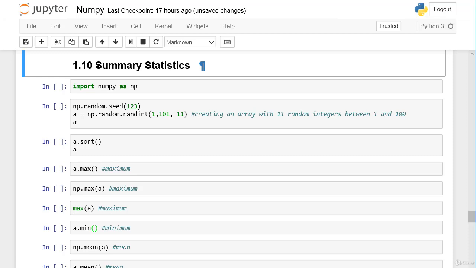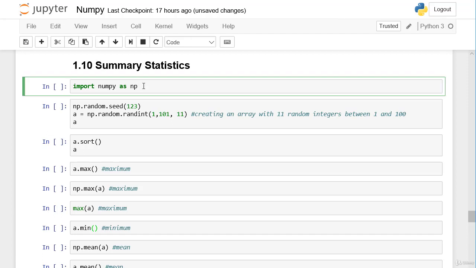So why are summary statistics useful? Let's assume you have an array with 1000 or 10,000 elements and you want to summarize these elements in one or two numbers. And for this task, NumPy provides us with many options for how to summarize large numerical arrays.